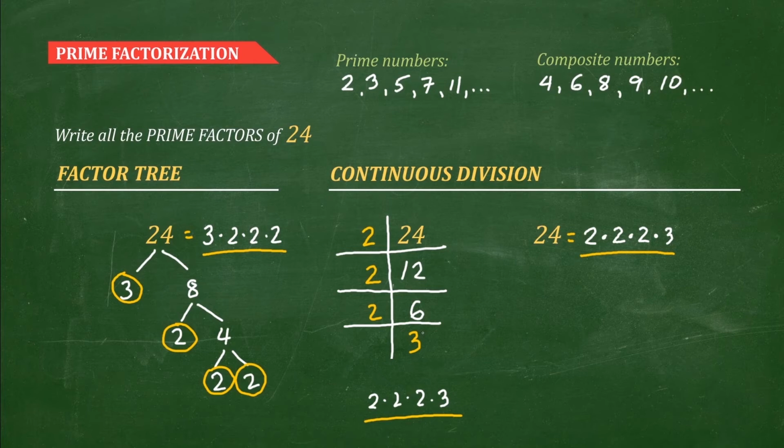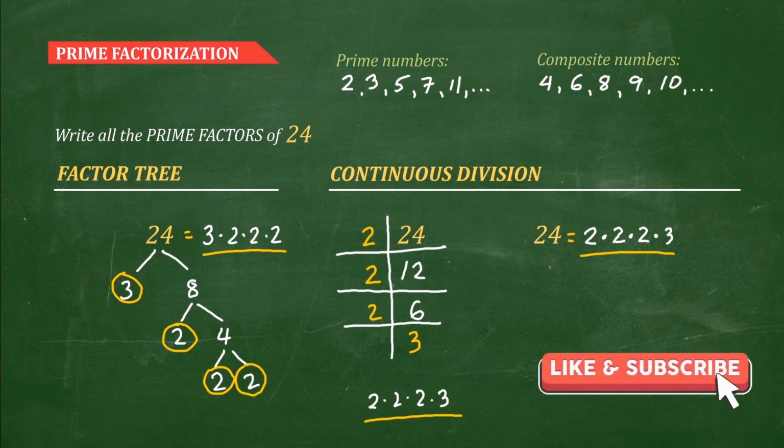Take note that the prime factors we got are consistent with the answers we got from the other two methods. Also, take note that the arrangement of these numbers doesn't matter because multiplication is commutative, they're all equal to 24.